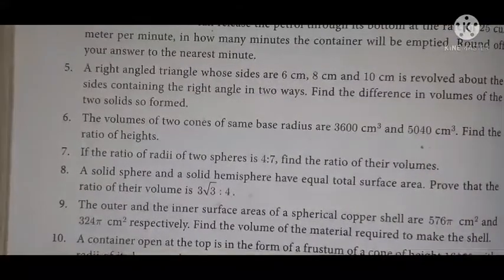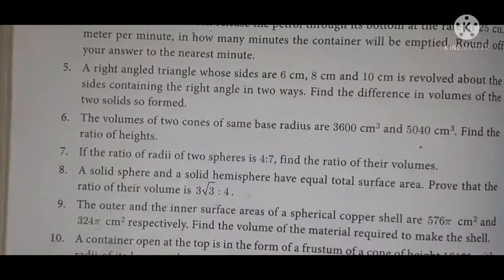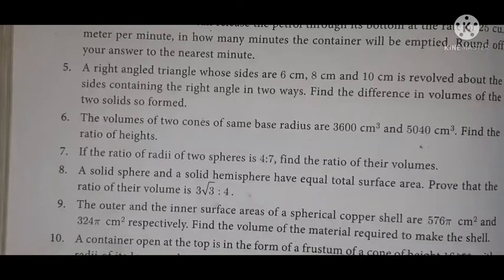Exercise 7.2, sum 8. A solid sphere and a solid hemisphere have equal total surface area. Prove that the ratio of their volumes is 3 root 3 is to 4. Here in the sum, a solid hemisphere and a solid sphere are given. The total surface areas of the solid sphere and solid hemisphere are equal. To prove the ratio of the volumes is 3 root 3 is to 4.